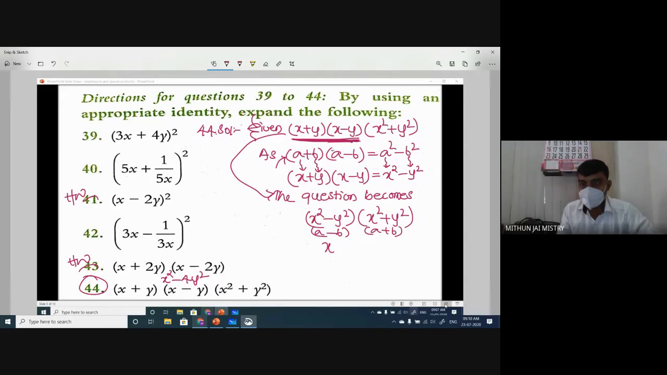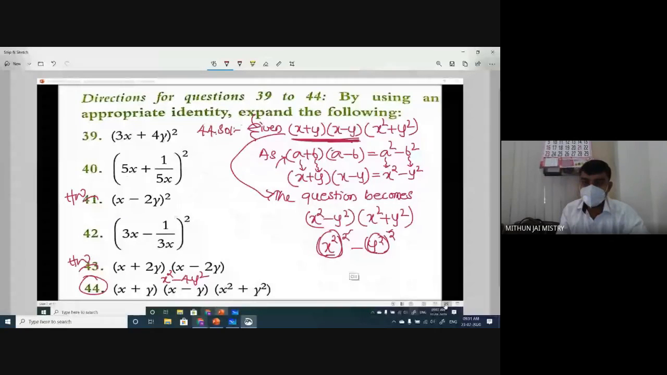So here you observe, what is a? A is x square. So I will be writing here the same thing, that is x square is a, and then I'm writing whole square. This is a square minus b. What is b? Y square, and again square. So this is a square, then b square.